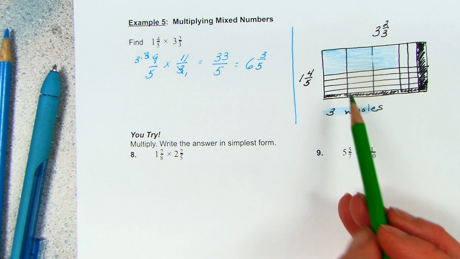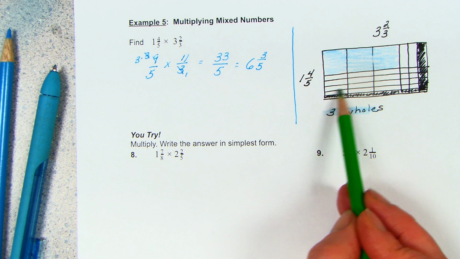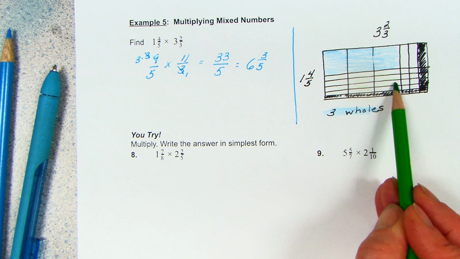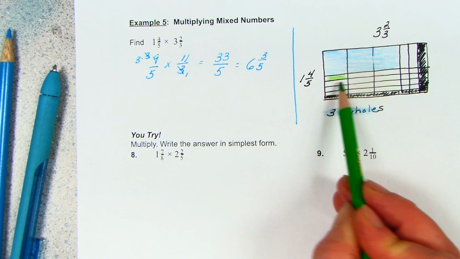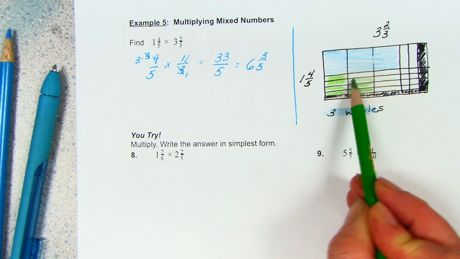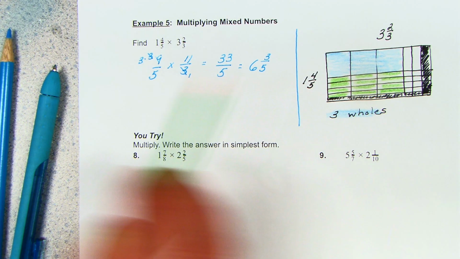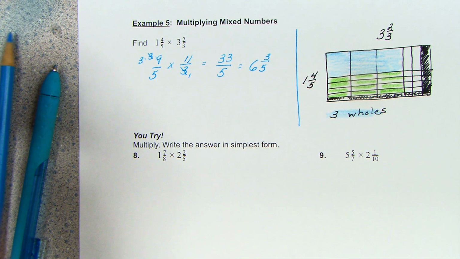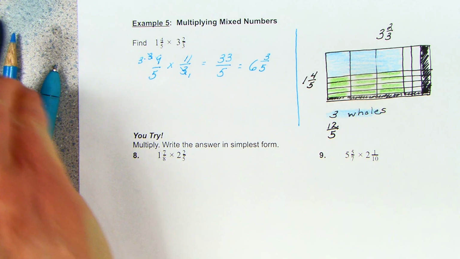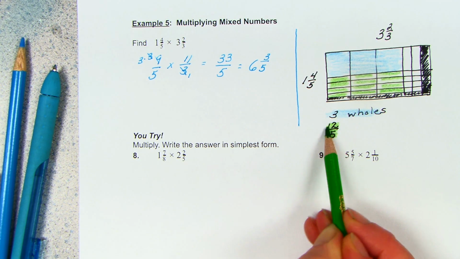And then you have some pieces here. These are fifths, right? 1, 2, 3, 4, 5, 6, 7, 8, 9, 10, 11, 12 fifths. 2, 3, 4, 5, 6, 7, 8, 9, 10, 11, 12 fifths. Okay. I hope this works out. I didn't practice this part ahead of time.